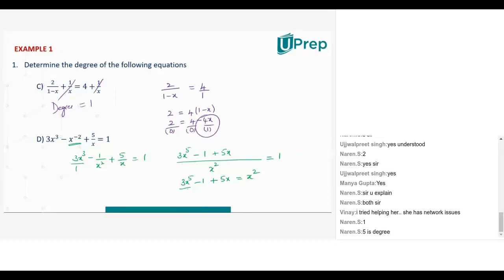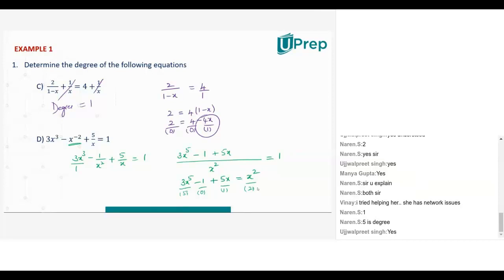So what should be the degree of this polynomial now? The highest degree being, now that we make all of them positive, non-zero. So first term is of 5th degree, second term is of 0th degree, third term is of 1st degree, and the right hand side is of 2nd degree. So in the entire polynomial, the highest degree is 5. So degree of the polynomial is 5.